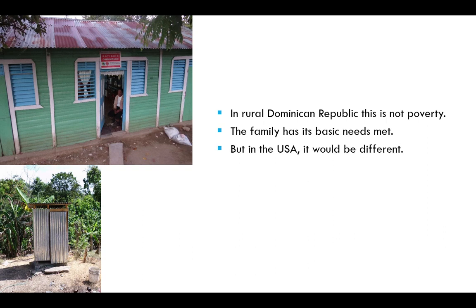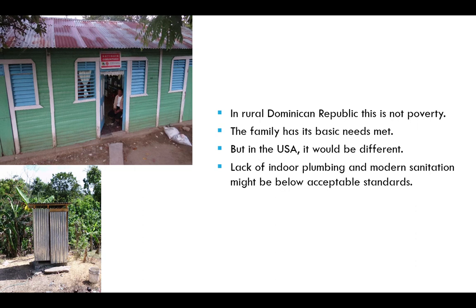In the United States, though, it could be different, right? Maybe our answer's different, because this might not be the average standard of living. Lack of indoor plumbing, lack of modern sanitation, that might put us below acceptable standards, and it might put us below the average standard of living in the United States. The fact that they don't have full-time electricity might also put them below the average standard of living for the United States.